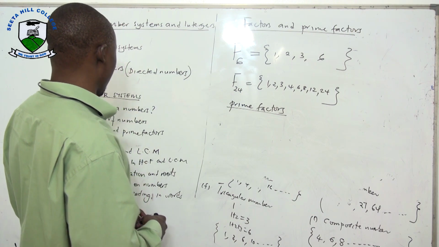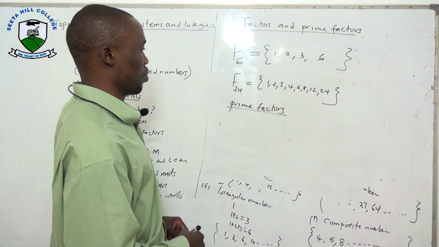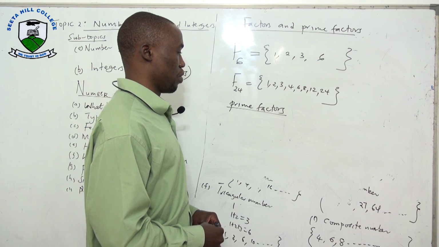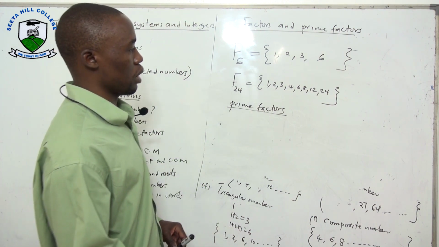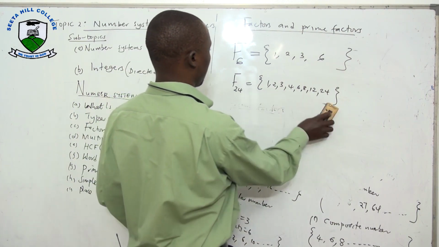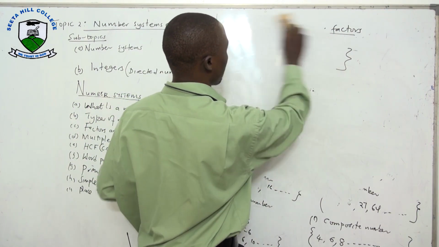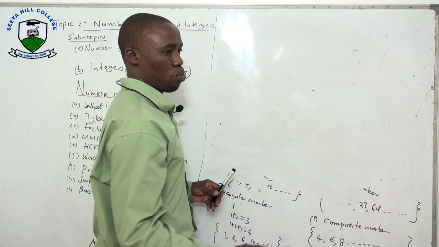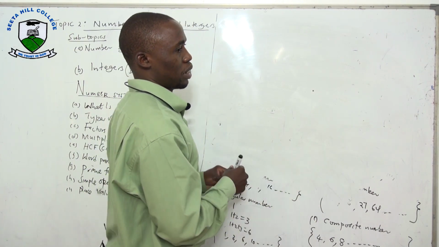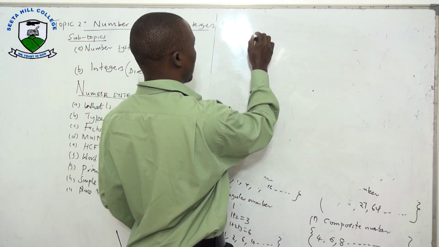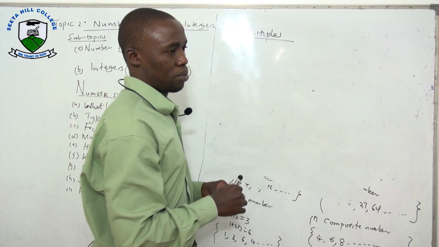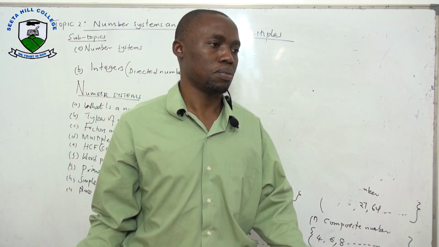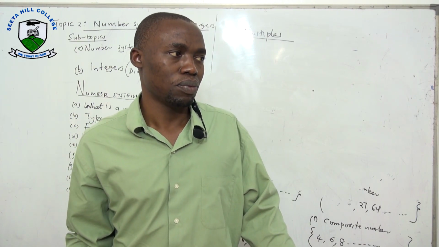Okay, now that one throws us to what we are calling multiples. What's a multiple? Yes, Chelsea. A multiple is a number that is got after multiplying a number by the factor.